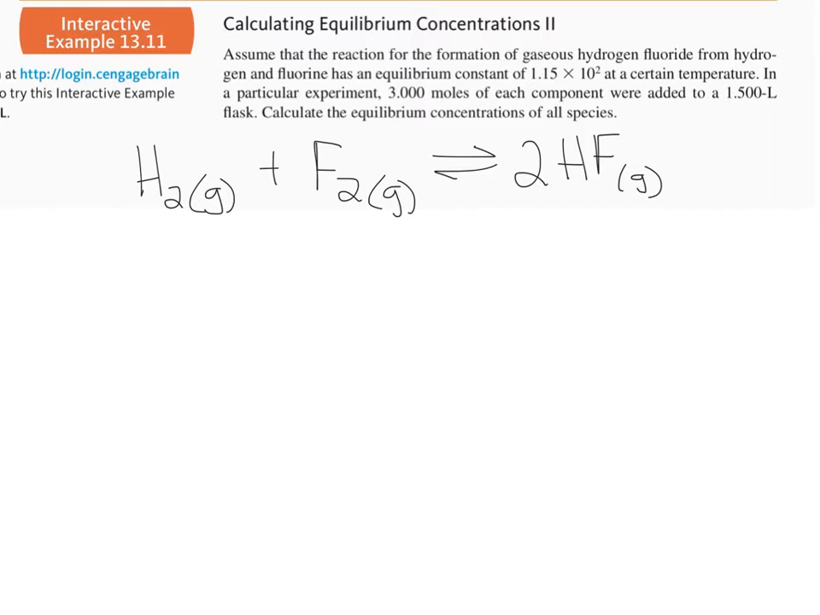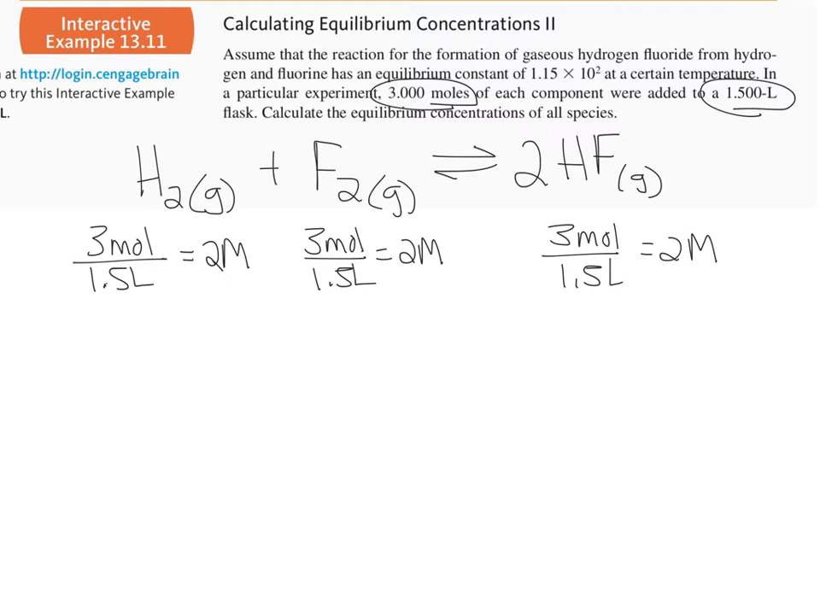The next thing we're going to do is find the concentration of everything in our balanced equation. We'll do that by reading the problem. It says we have 3 moles and 1.5 liters for each of the substances. So I'm going to go ahead and write out their concentrations.